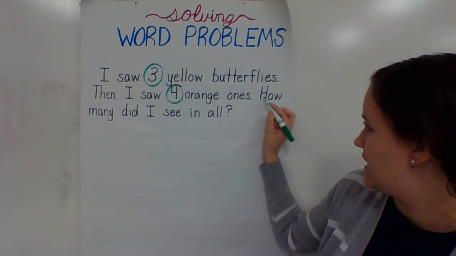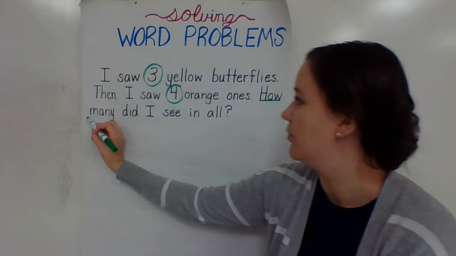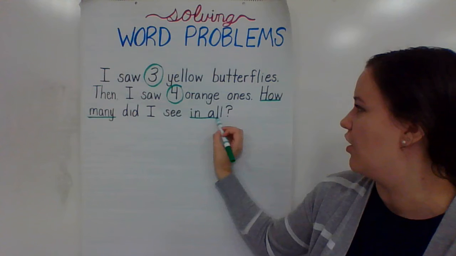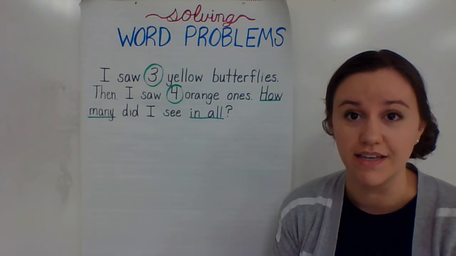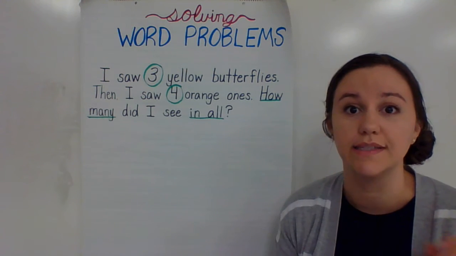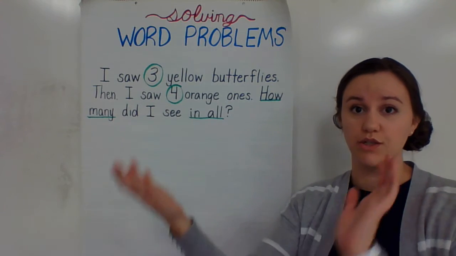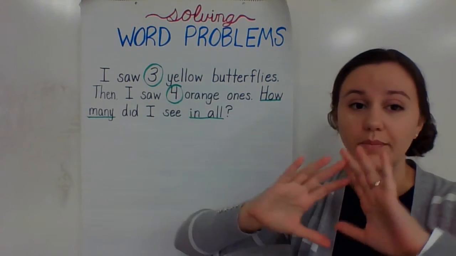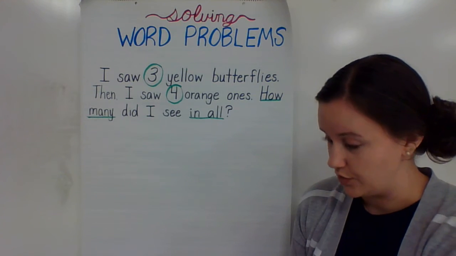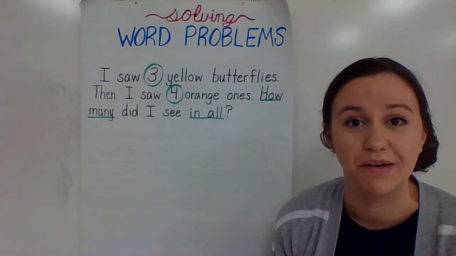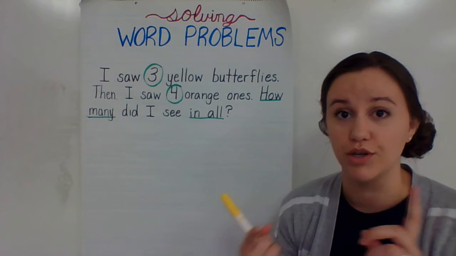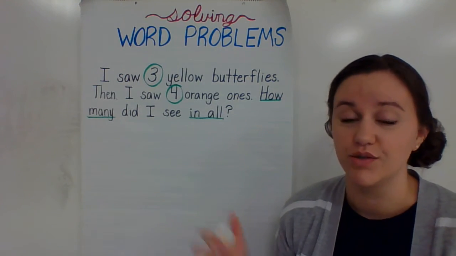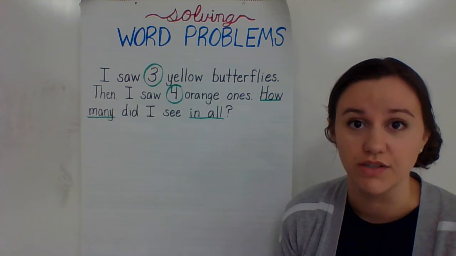So I'm looking for a number: how many did I see in all? In all is giving me a clue that I'm looking for a sum, because remember, a sum is when you take two numbers, two addends, and you join them together. So think about the strategies that we've learned to solve addition problems. You can use objects, pictures, counting on, number lines. You can use a lot of different strategies for addition.